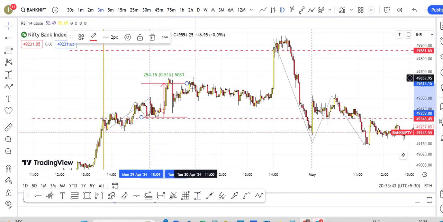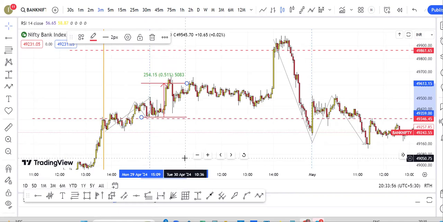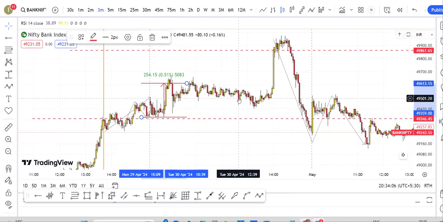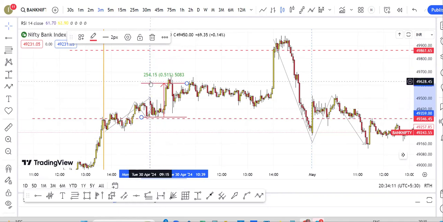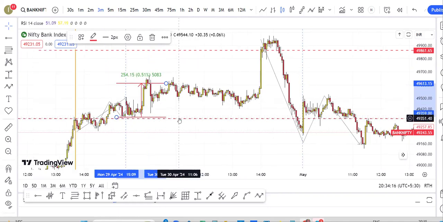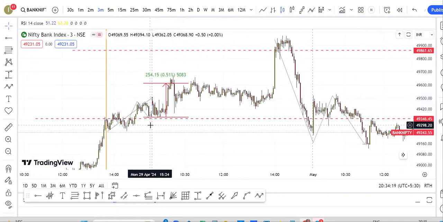Okay. For the 254 rise, you can anticipate half of it. Sometimes if there is momentum, almost 0.75% you will get. Maximum 0.5 you will get, because the market goes up and down. If 254 is the rise, you can get 125 points easily. So you have to keep the stop loss.